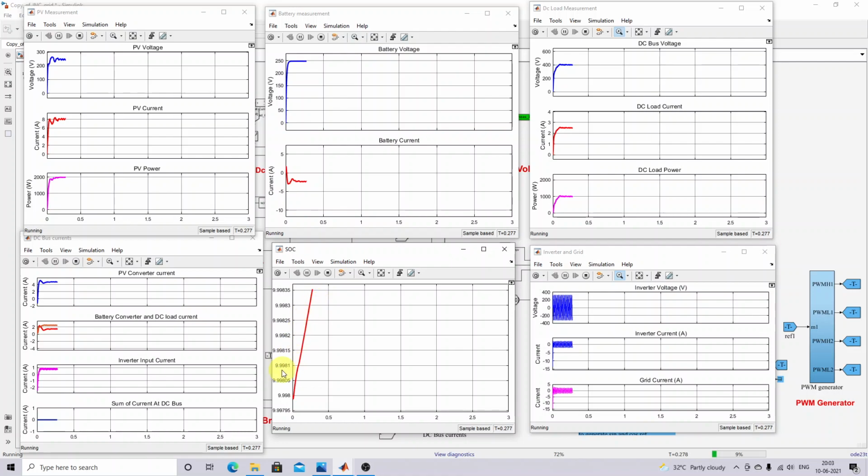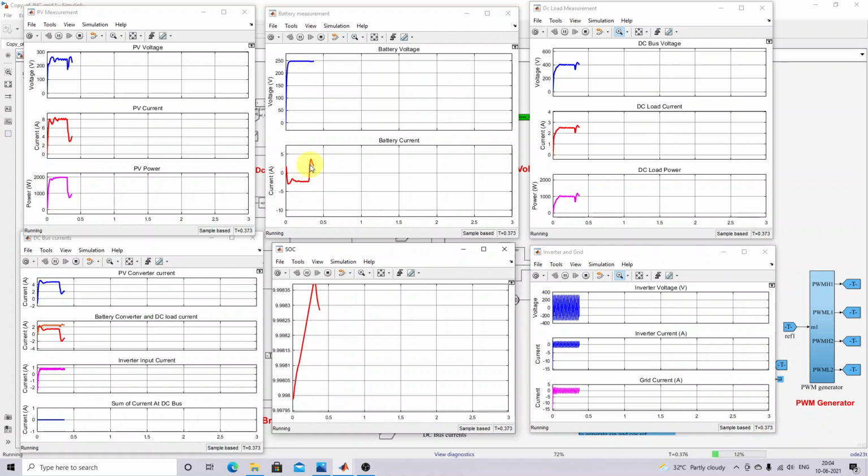After 0.3 seconds, what will happen? The irradiation changes from 1000 watts per meter square to 500 watts per meter square. Because of that, definitely there is a drop in PV power. It is going to be maintained around 1000 watts. Because of the reduction in PV power, what happened to the battery? The battery changed from charging mode to discharging mode.